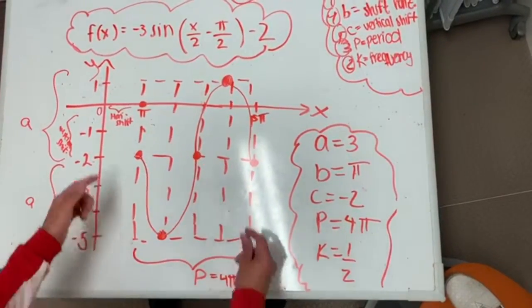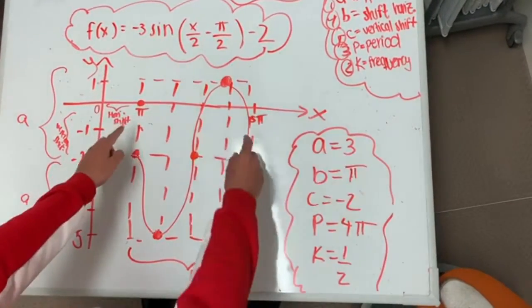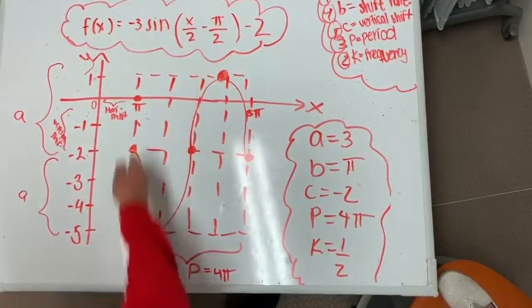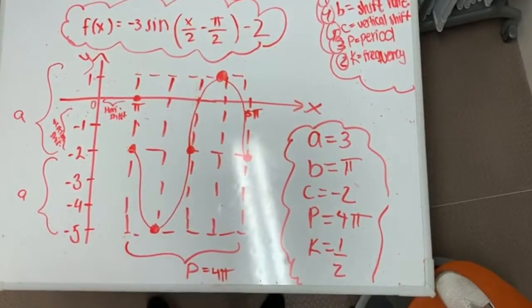And well, also we have to put this box and start with pi and end with 5 pi, and we have to divide it in 4 parts. As you can see, there's this one part, second, third, and fourth, and that's how you graph it.